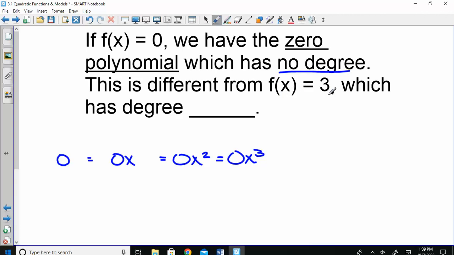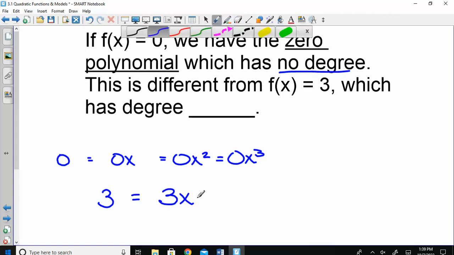Now, if my polynomial is equal to any other number, it does have a degree. If it's just 3, 3 is the same thing as 3 times x to what power? If I put a 1 there, is 3 the same as 3x? What happens if you put a 0 on that exponent? What's x to the 0 power? 1. And is 3 times 1 the same as 3? Yes. So if it's just a constant, the degree is 0. But if it's equal to 0 itself, we have no degree.